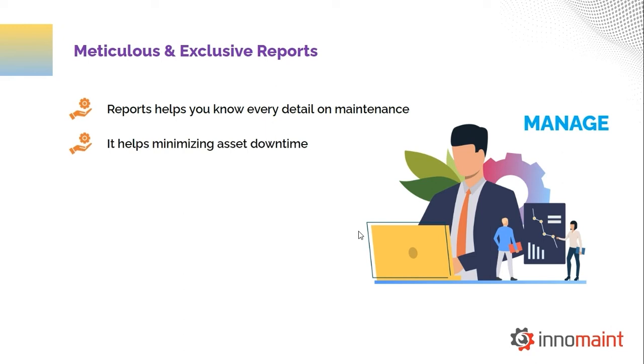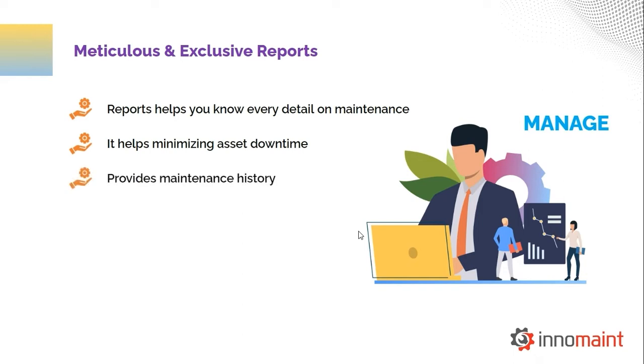In the asset report we have the available uptime of the asset, the idle time, MTTR, mean time to repair, and mean time between failures, MTBF. These will help you in minimizing the asset downtime. By seeing all this data, the idle times and the available time, you will get an idea how to minimize the asset downtime.